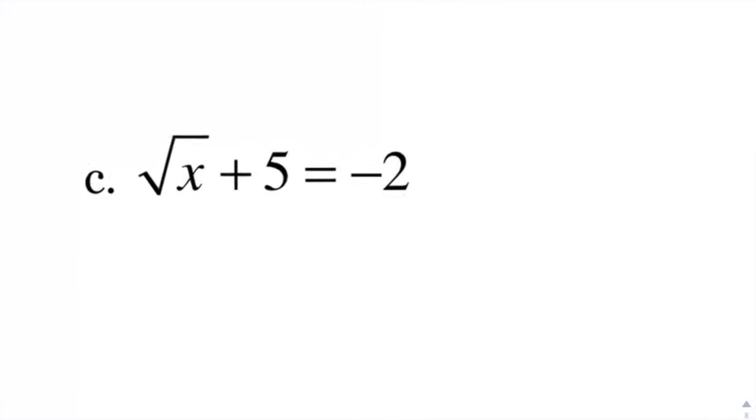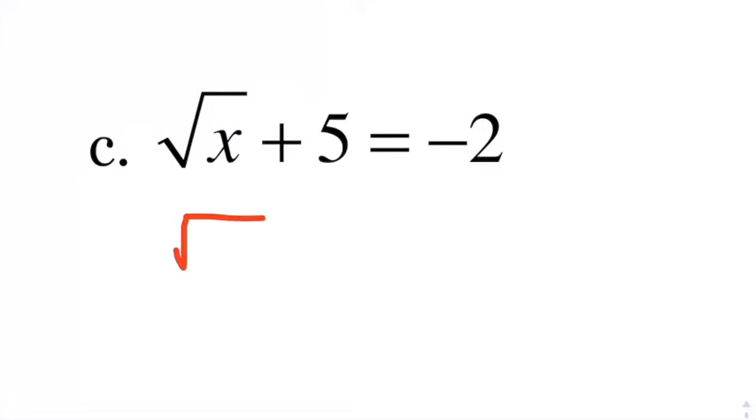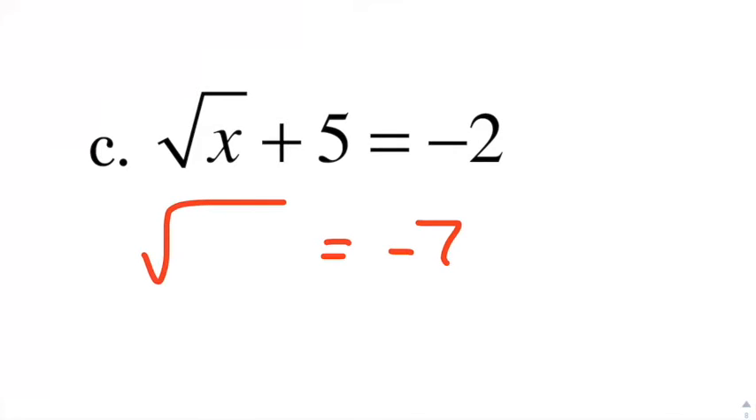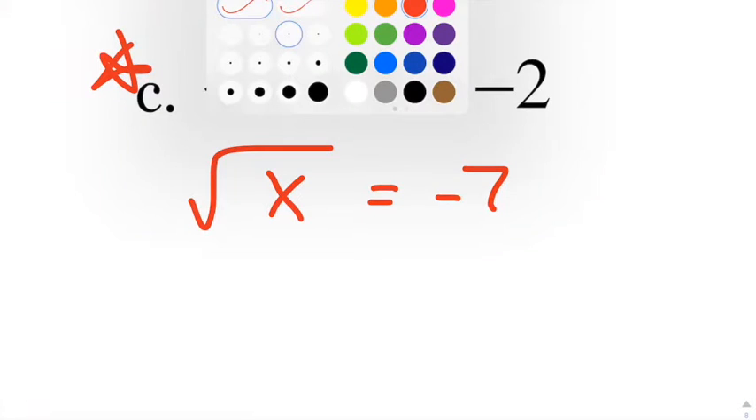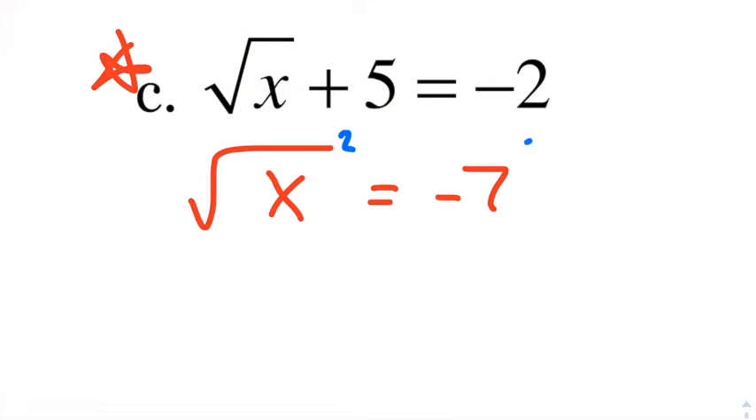Okay. C is another one where the radical is not by itself first. So we'll need to subtract 5 over. So that'd be the square root of, I'm sorry, I'm writing that wrong. The square root of x equals negative 7. And this is one of those special cases. You can never have the square root of something equal a negative number. Some people might not catch that, so they're going to square both sides. And when you square the negative, that's going to mess it up. They're going to say, oh, x is 49.